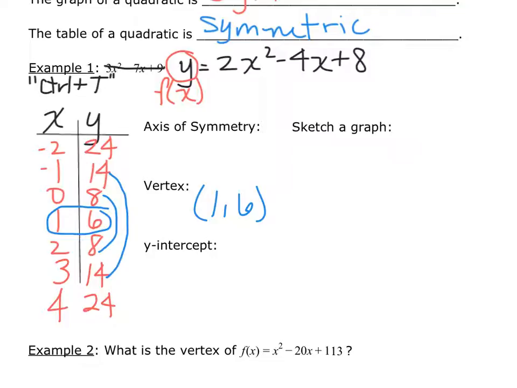All right, so we're going to use that vertex to find my axis of symmetry. So X equals, what's the X value of my vertex? 1. That's it.